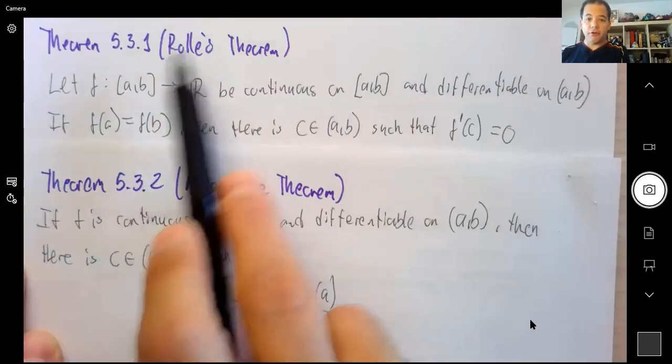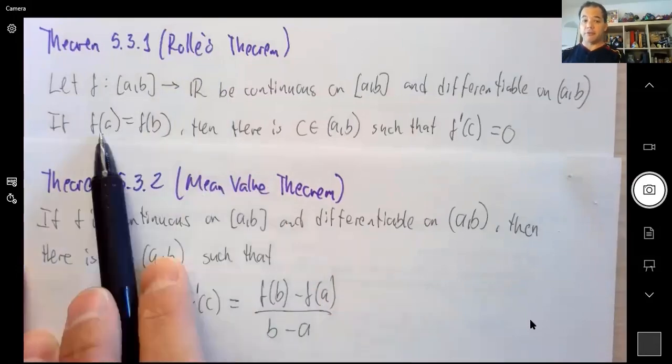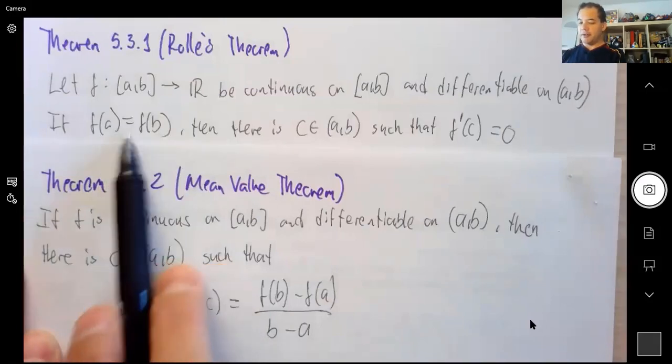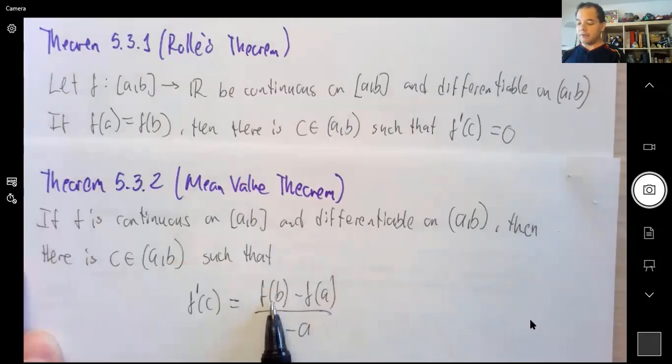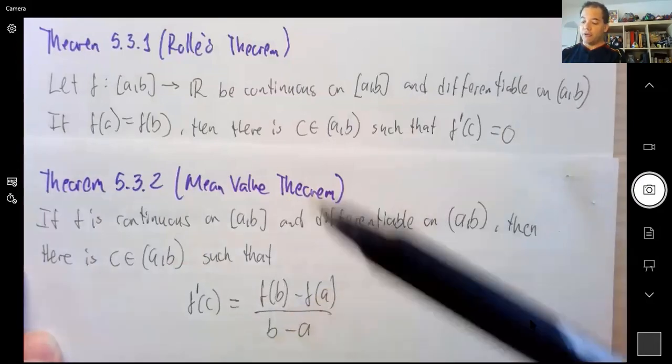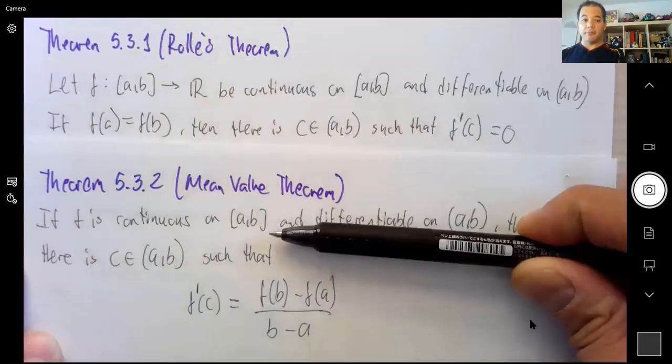So Rolle's theorem has an extra assumption. The extra assumption is f of a equals f of b, right? So imagine that we have this extra assumption and we put it here. If f of a equals f of b, then this would be 0, and that's precisely the conclusion here. So Rolle's theorem is a particular case of the mean value theorem.